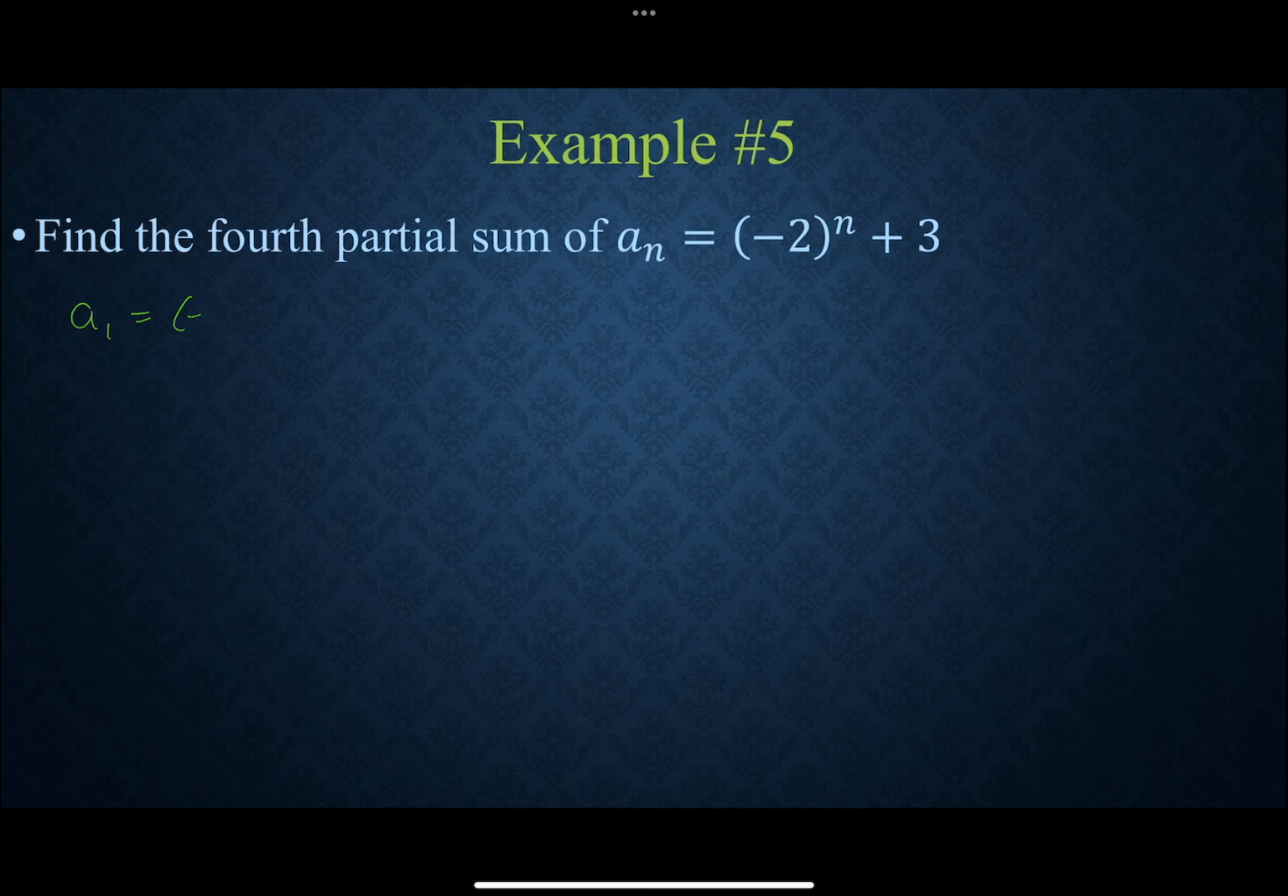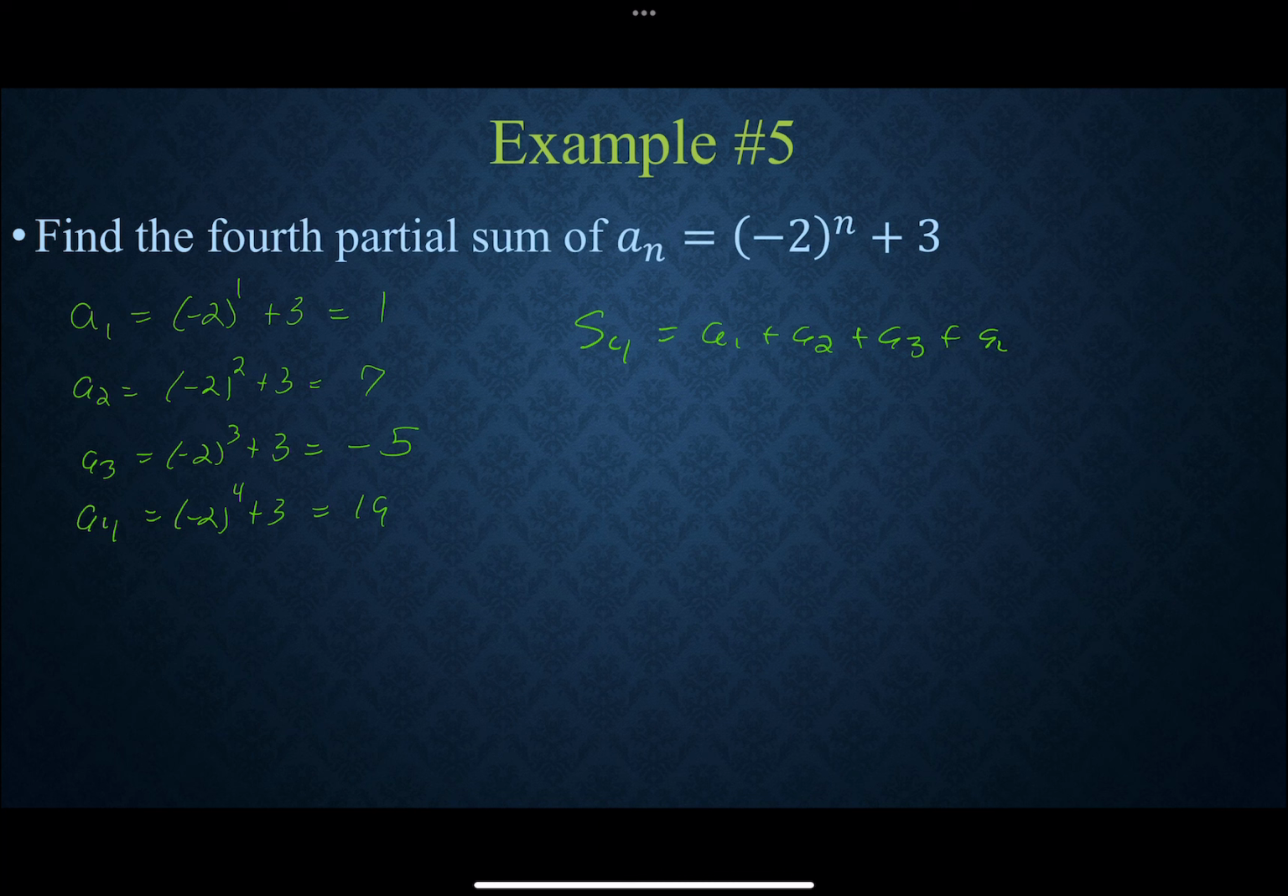we'd have a1: negative 2 to the first plus 3, which is 1. a2 is negative 2 squared plus 3, which is 7. a3 is negative 2 cubed plus 3, which is negative 5. And a4 is negative 2 to the fourth plus 3, which is 19. So S4 would just be a1 plus a2 plus a3 plus a4. So it would be 1 plus 7 minus 5 plus 19, and we get that to be 22. So for this particular sequence, the sum is 22.